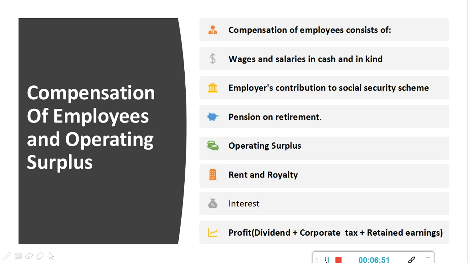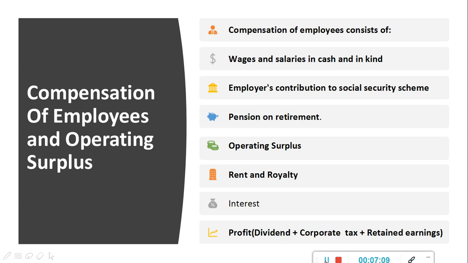For example, compensation paid to an injured worker by an insurance company should not be included in the national income, because the insurance company is not the employer of the injured worker.